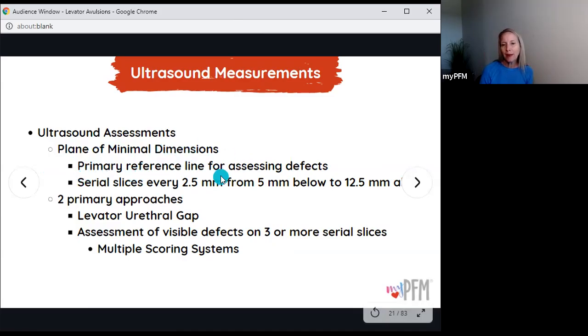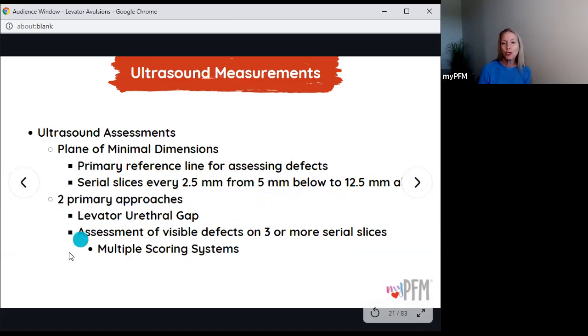And this is a primary reference line drawn from the front of the pelvis to the back of the pelvis. And this reference line is what they use for assessing defects. And so that ultrasound is going to take images, serial slices of images, every 2.5 millimeters from 5 millimeters below that line to 12.5 millimeters above the line.